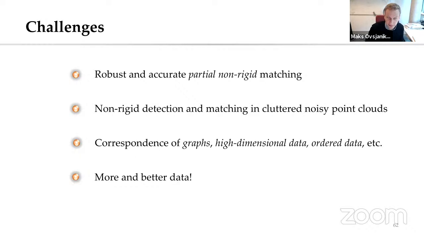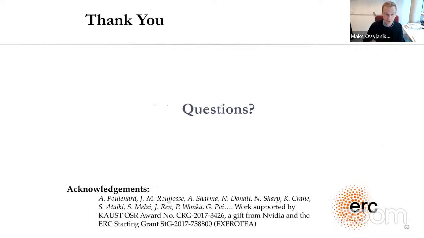And another thing that I think is exciting, and I know that, for example, Michael's working on this, is correspondences in other domains like graphs or high-dimensional data or ordered data, like maybe videos or something like that. And something more general, we definitely need more and better data for the more realistic and more challenging tasks. And I want to thank all my wonderful collaborators and my funding agencies.